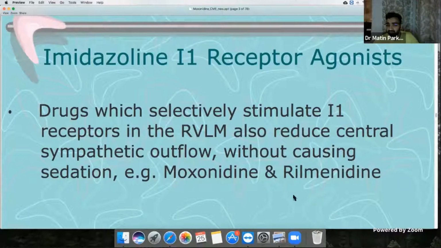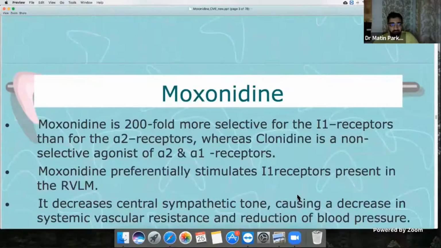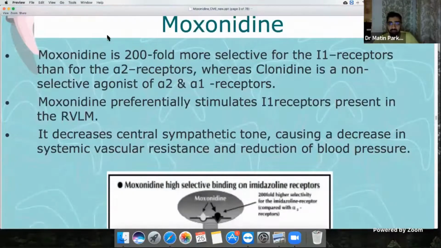So moxonidine is very commonly used nowadays and is a very effective drug. To talk about this specific drug, moxonidine is a 200-fold more selective I1 receptor agonist than alpha 2 receptor agonists, compared to clonidine. They don't have any sedative effects. So it is a very potent drug with fewer side effects.